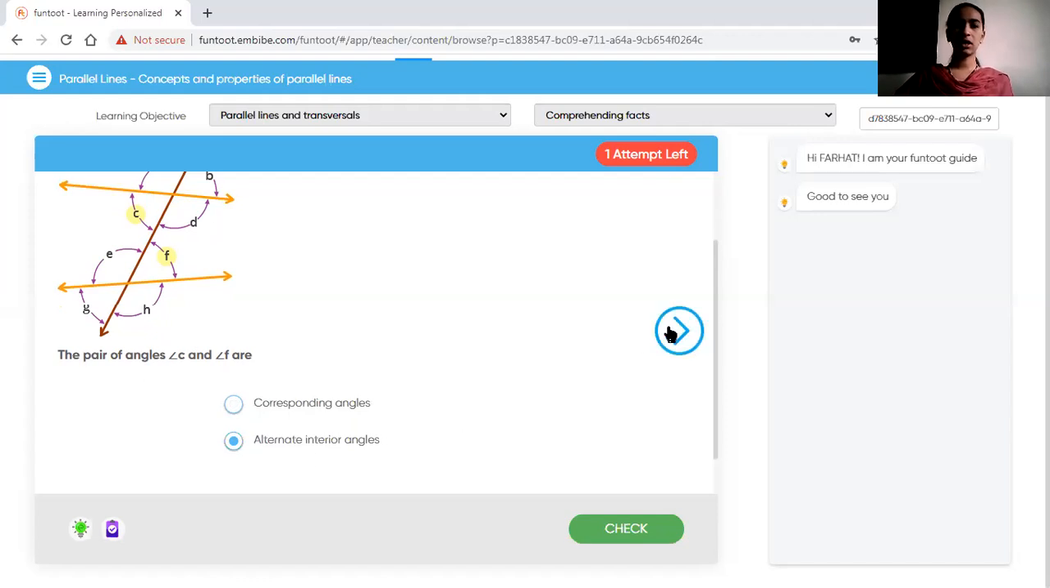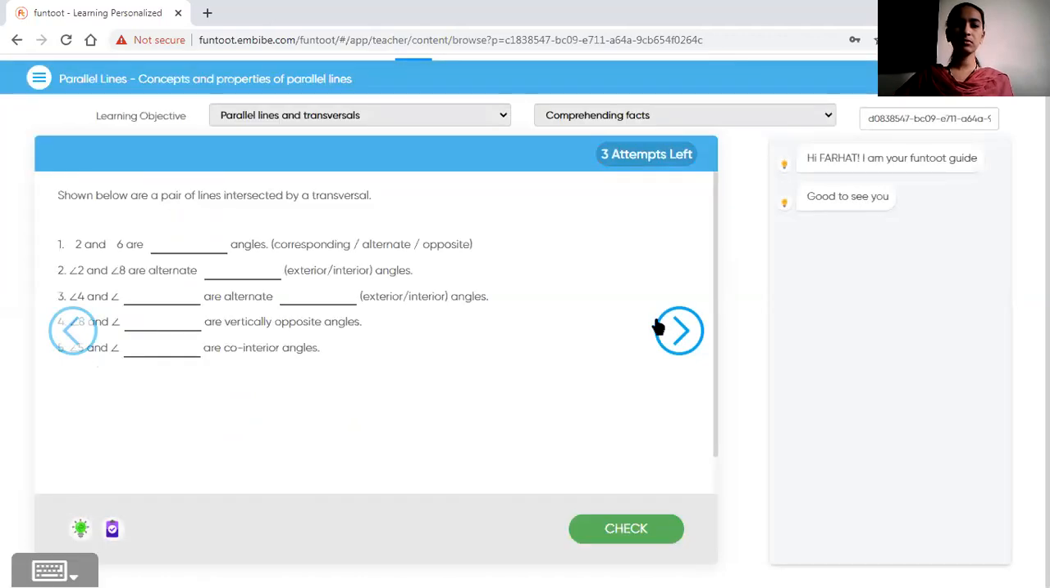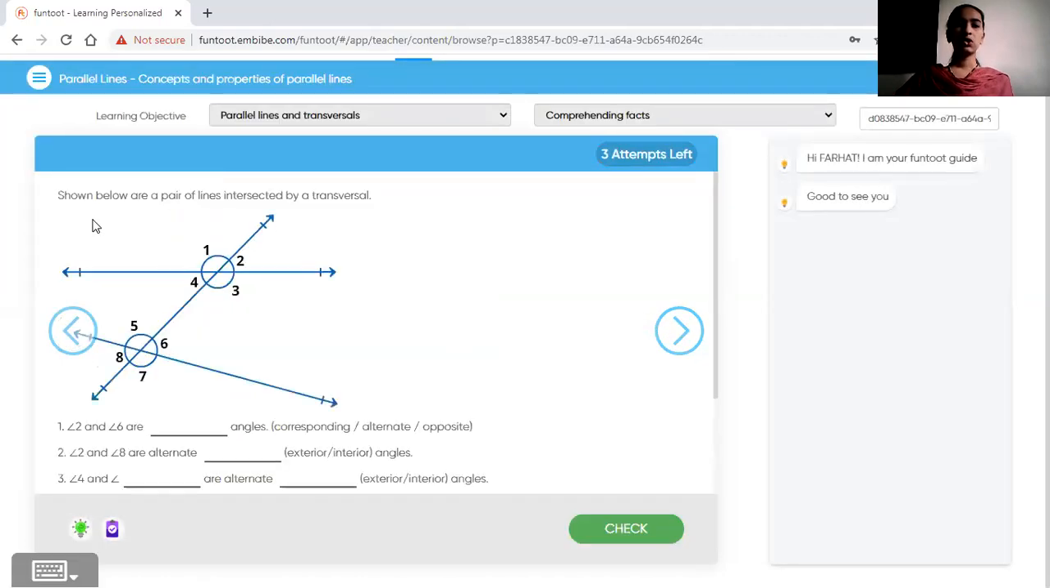Now take one more example. The next example shows a pair of lines intersected by a transversal. You can see this is the transversal, and these two are a pair of lines. Now the angles are made. The numbers are given for angles 1, 2, 3, 4, 5, 6, 7, 8. There are 8 angles made by the transversal and the lines. Now we have to fill this in with the help of the given figure.